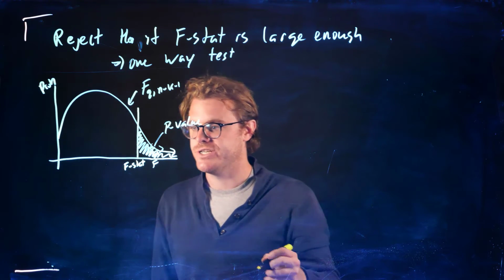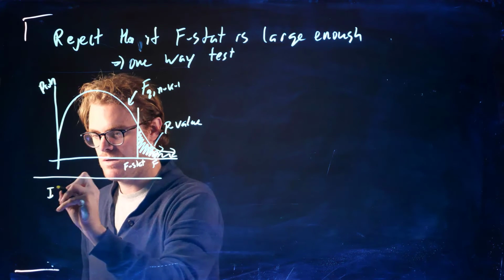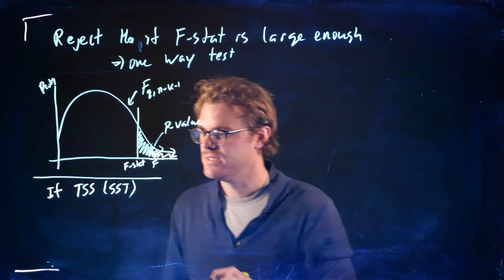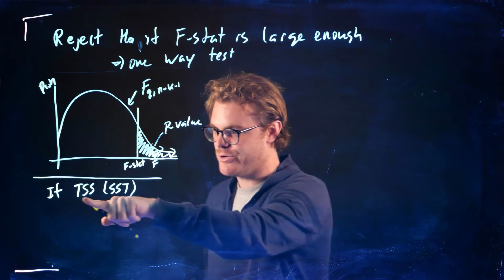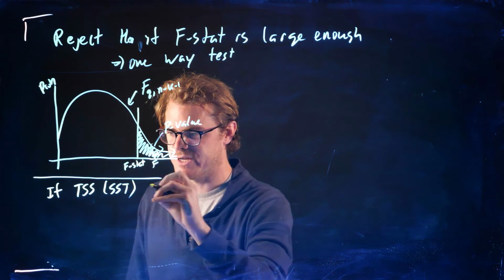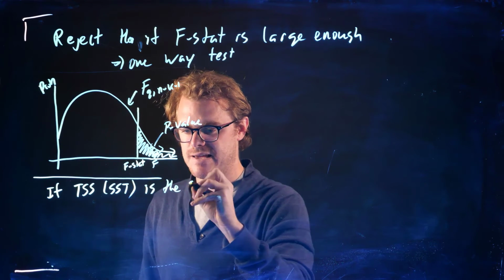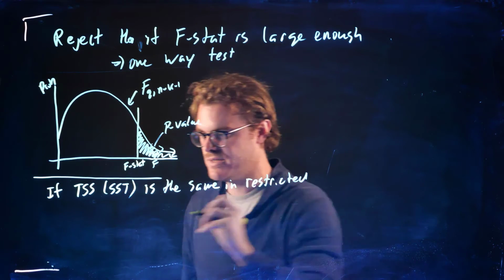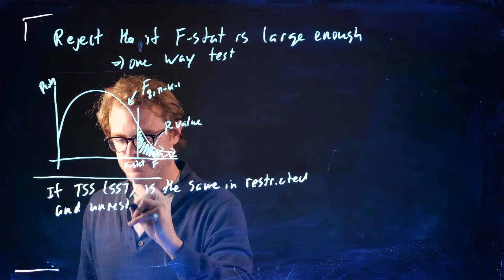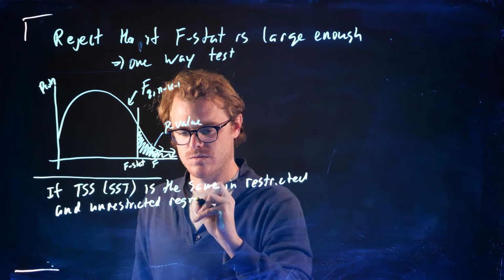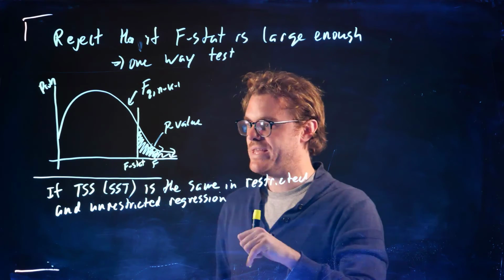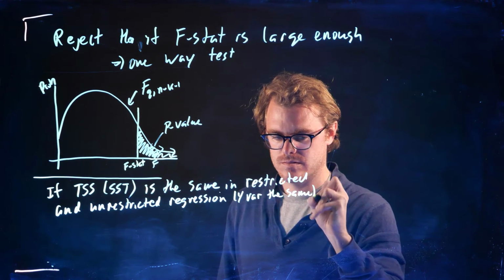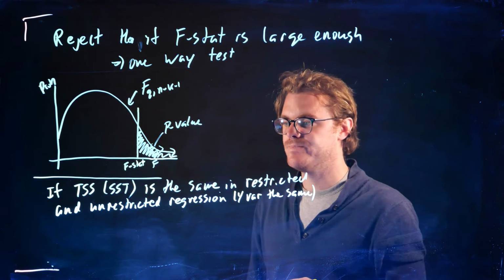So one thing we should mention is if the total sum of squares, or sum of squared total, depending on which book we're using, we're using those interchangeably, is the same in the restricted and unrestricted regression, what that means is the y variable is the same. Because it could be different depending on which restrictions we put in. So the y variable is the same.